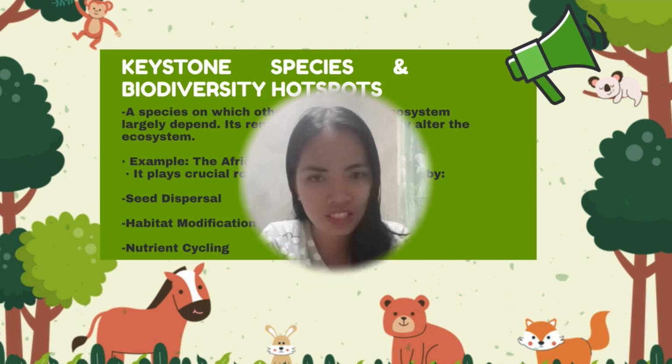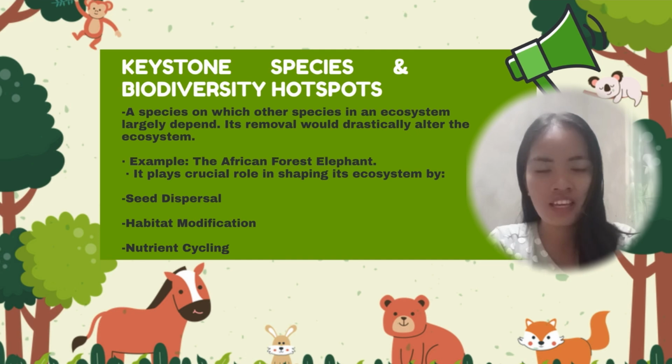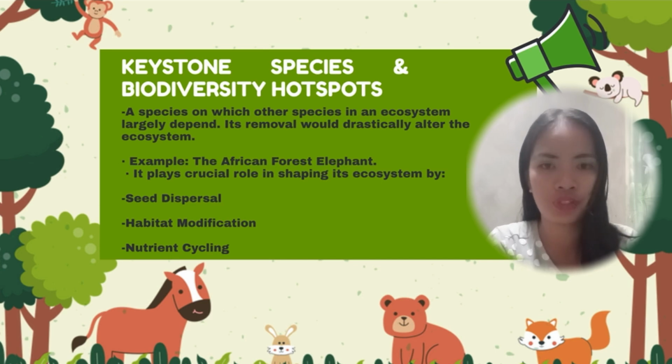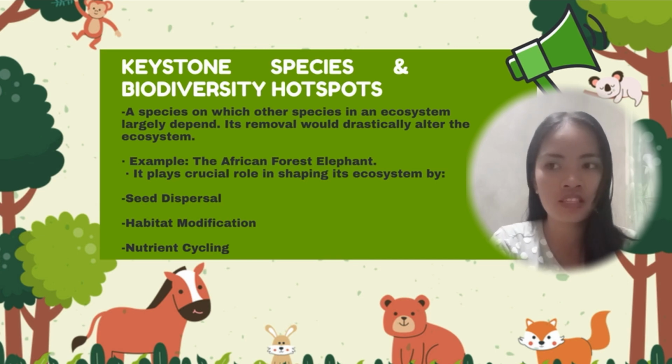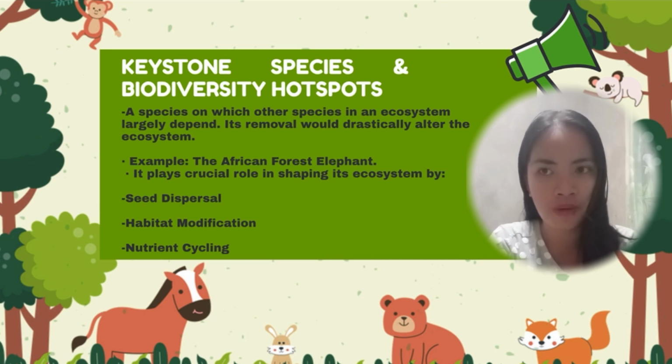Next, I will discuss the keystone species. A keystone species is an organism that has a disproportionately large impact on its ecosystem relative to its abundance. They help maintain the structure and function of their environment. It is also an organism whose presence strongly influences its ecosystem because many other species depend on it.